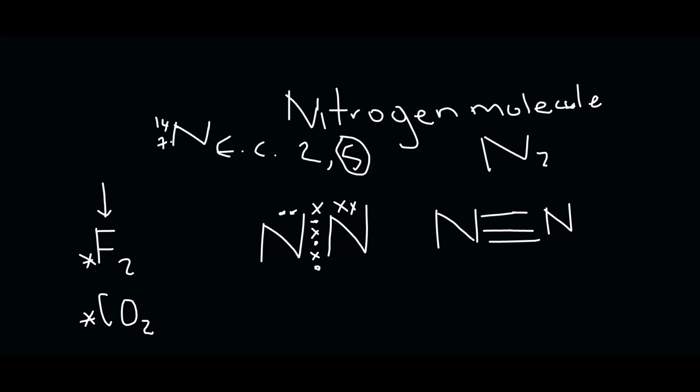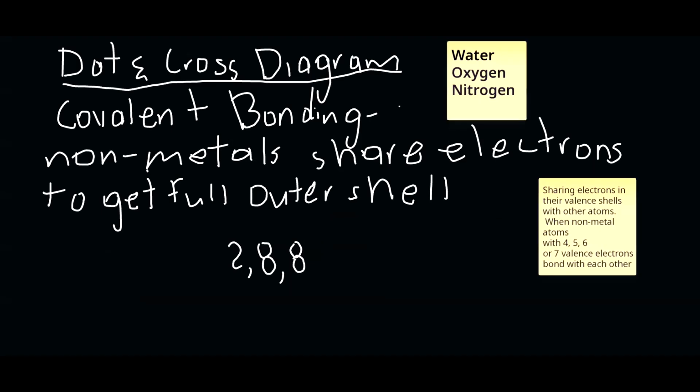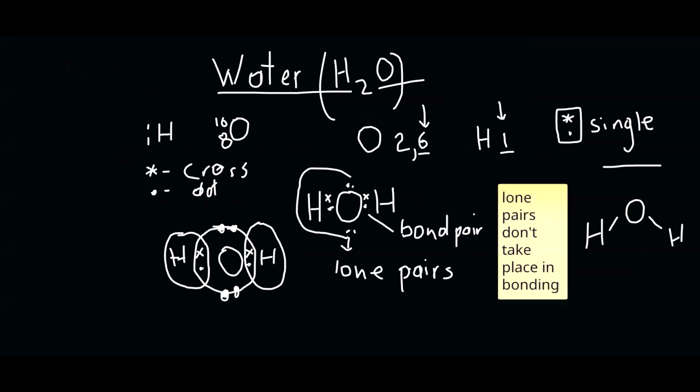Remember that dot and cross diagrams for covalent bonds have non-metals sharing electrons to get a full outer shell. And then, as I said before, they have the valence electrons, and at this level it's 2, 8, 8. We did the examples of water, oxygen, and nitrogen. And then remember, you have lone pairs. Lone pairs are what we deem as those that are not taking part in bonding. And then this is water.